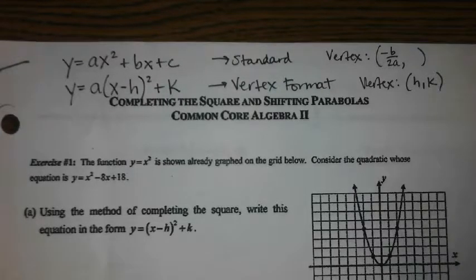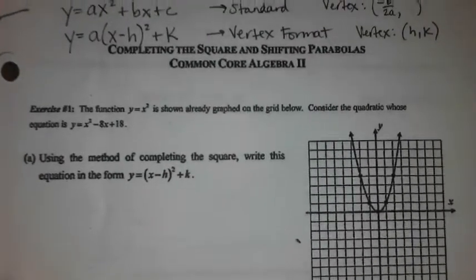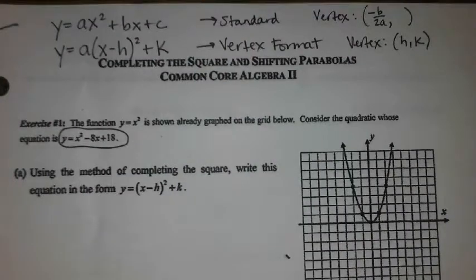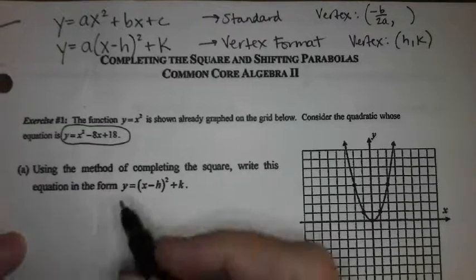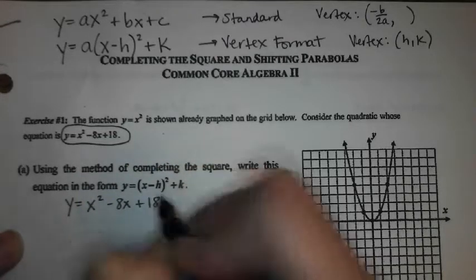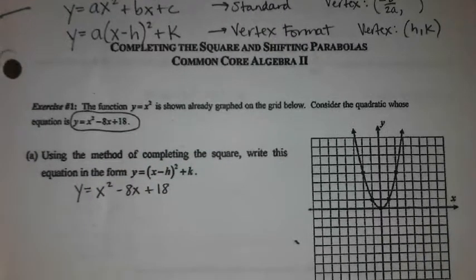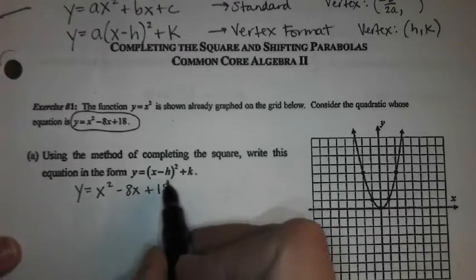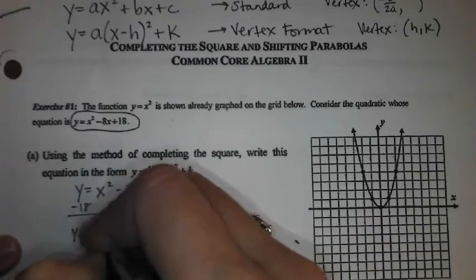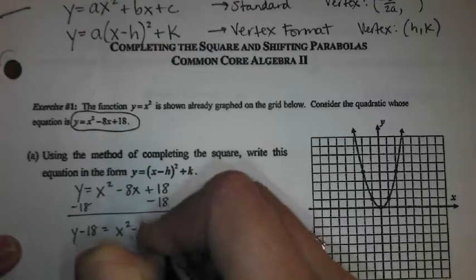Okay? So we're going to start in this first exercise with something that is in standard format, and I'm going to teach you, this is really the majority of the biggest key on your homework, how to transfer that into vertex format. Okay? So I'm going to rewrite it down below so that we can work off of it. The first thing you always do is get rid of your constant. So this 18, I need to subtract it over. So subtract over your 18.